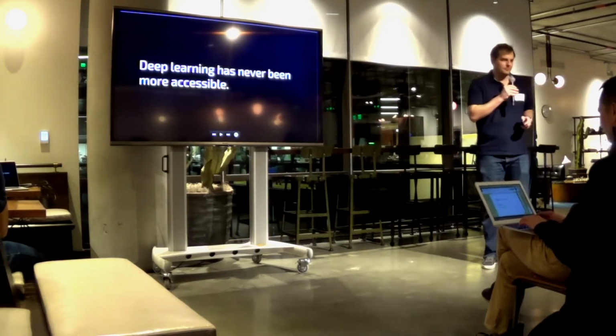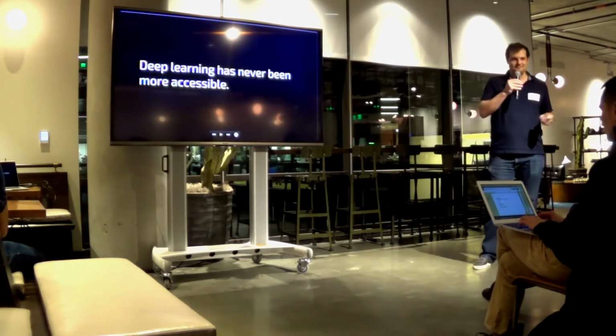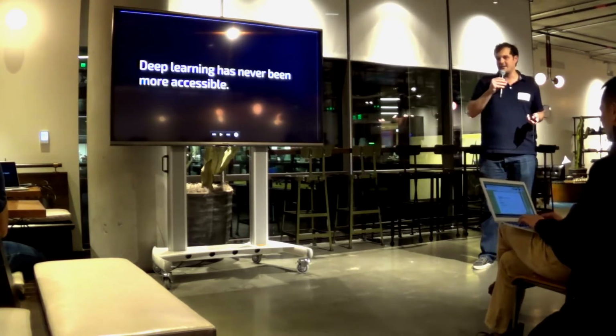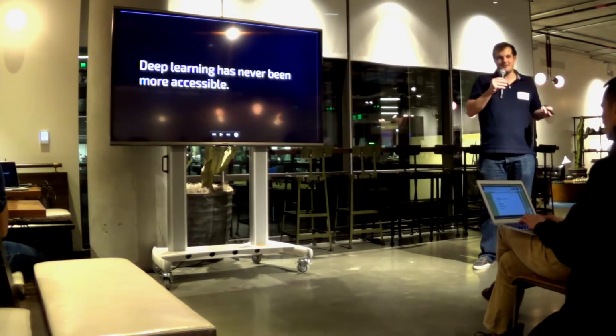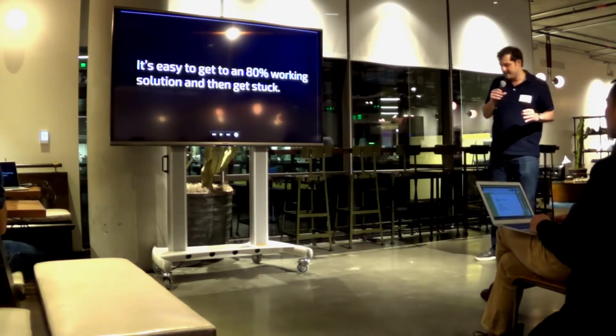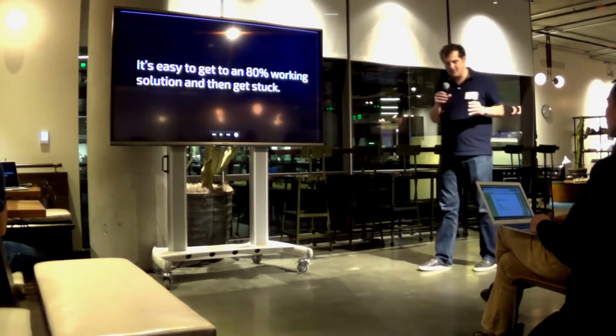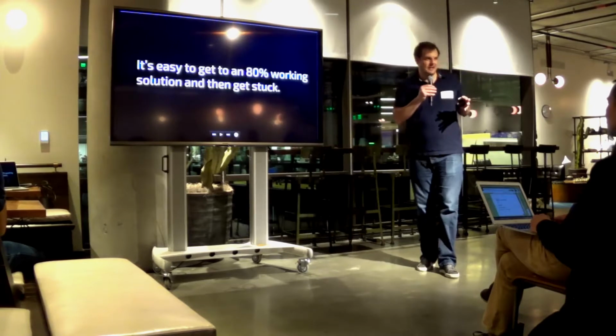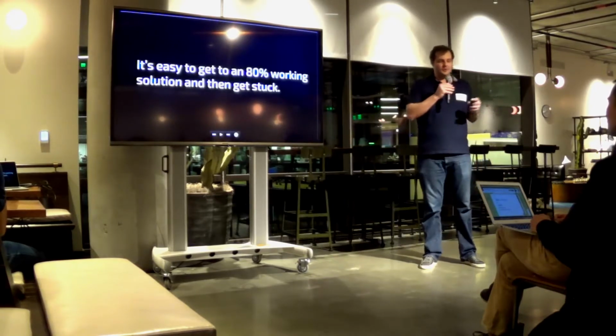Now, part of this is kind of cool, because you can go to the internet, download TensorFlow, Keras, or PyTorch, and get set up with models that are pretty much state-of-the-art, and you can throw your data at it. There are lots of online tutorials and a lot of information that will help you get there. So in many ways, deep learning has never been more accessible than it is today. And yet, it's easy to get to a point where you have 80% of the solution, but you're stuck on the final 20%. And then the question is, where do you go from there?